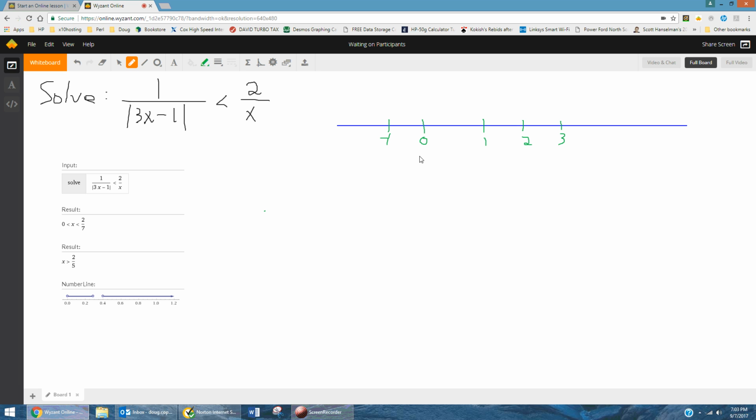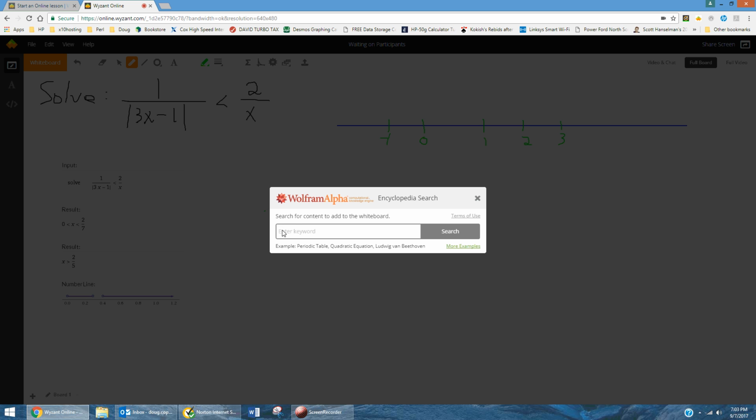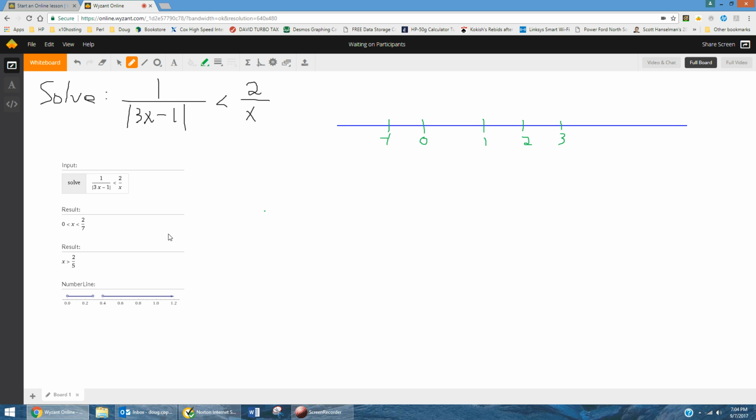Okay, Pedro, this is the problem you asked about. I think I've got it right. I input the problem on Wolfram, which you can do right here. And then I just typed in solve, and I'll just show you what I did. Solve 1 divided by the absolute value of 3x minus 1 is less than 2 over x, and hit search, and it gave me this answer, and I said copy to the board.